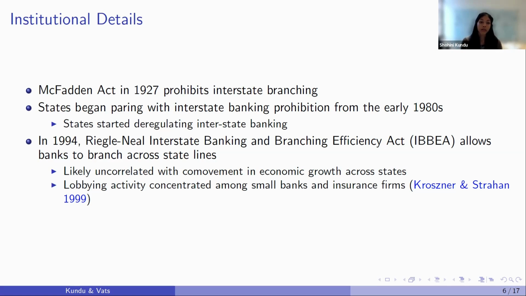And we argue that state pairwise deregulation provides an exogenous source of variation for a number of reasons. First is the key assumption that states didn't cherry pick the states with which they deregulated based on pre-existing trends in economic growth. We also control for geographic patterns of deregulation through fixed effects. The other key assumption is based on findings in the past literature, which has found that most lobbying activity for deregulation was pushed by small banks and insurance firms, neither of which are responsible for the expansion of credit that happened after deregulation. So this setting is plausibly exogenous.